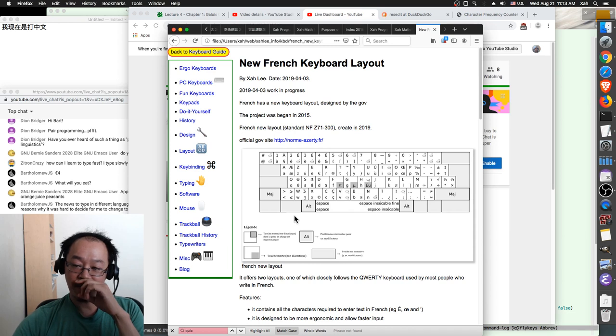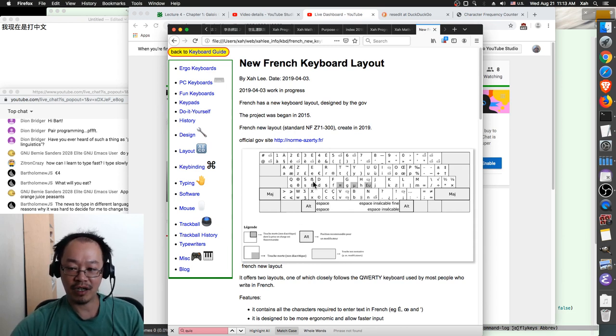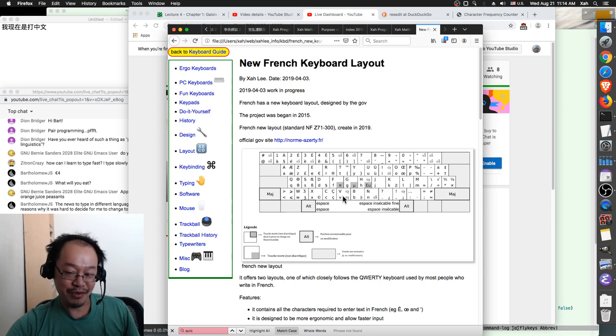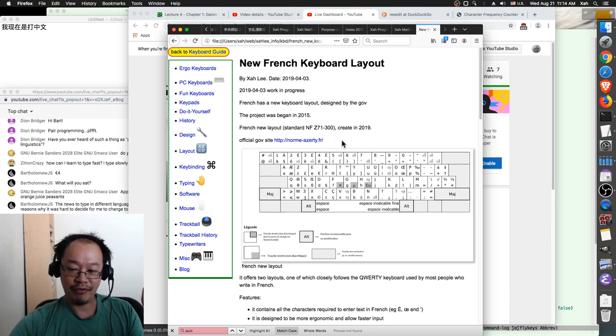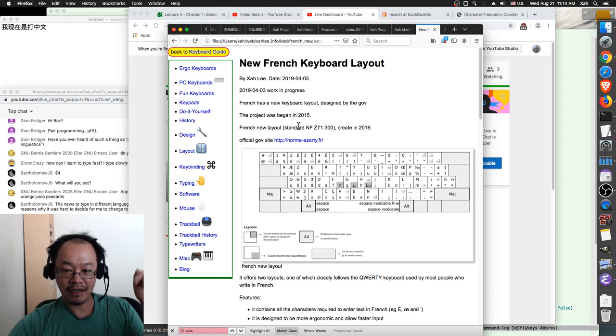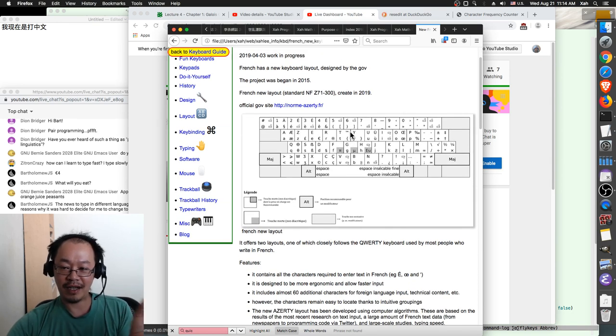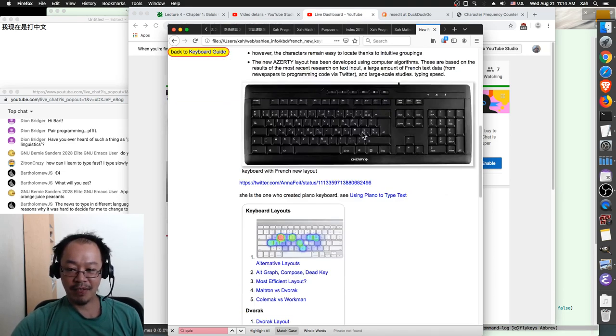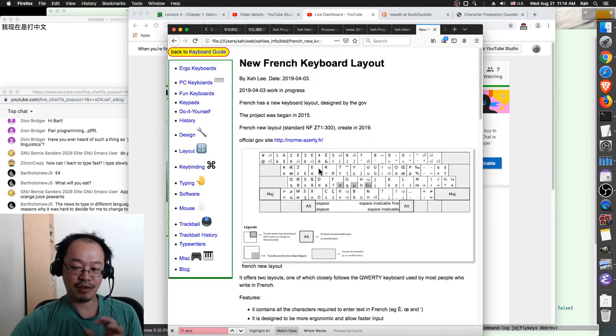This one, actually, they came out with a new layout. The French government actually created a new layout because they realized this is a big problem. The French layout is very bad, extremely bad. So in 2015 they started to design a new layout for French. Then this year, a few months ago, the final design was published, which is this one, the new French layout. So it's much improved from before, but it's still QWERTY.